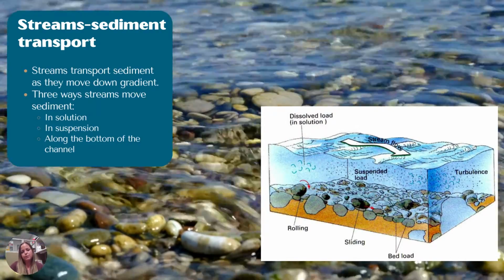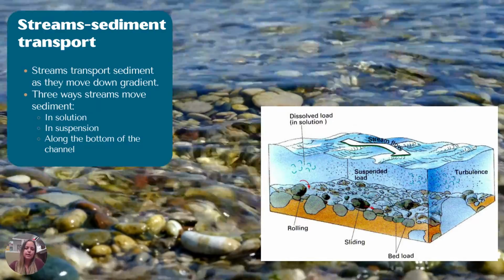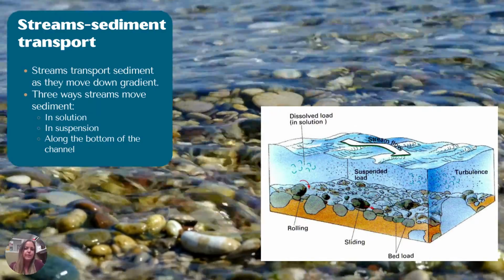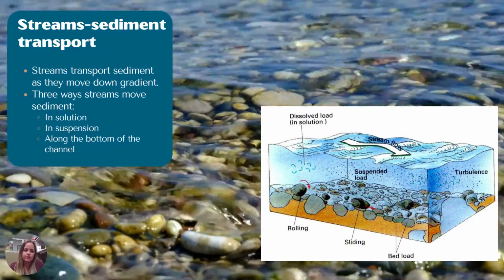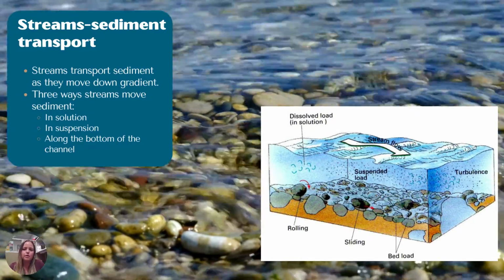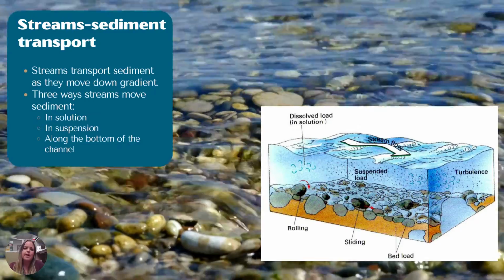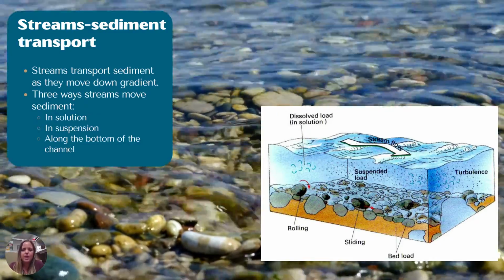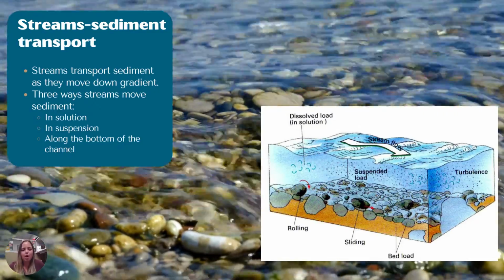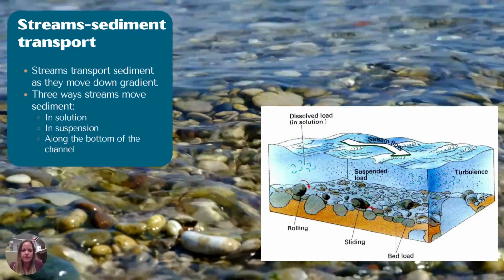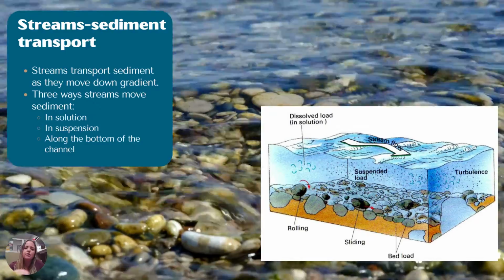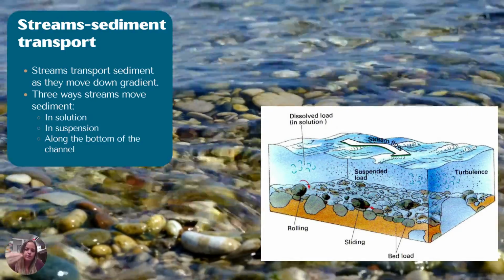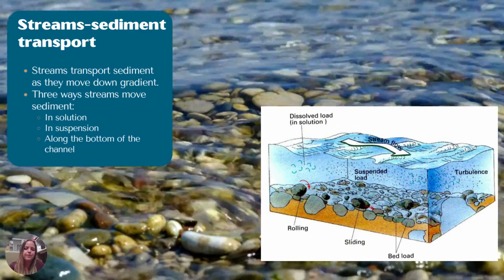So as water is moving, we talked about with sedimentary rocks that sediment is moved by water pretty frequently. And in a river system, there are a couple of ways that water can move the sediment, and that is in solution, in suspension, and along the bottom of the channel. So along the bottom of the channel is pretty common. You can kind of see that here in this little video. There are rocks or little pebbles that are moving downstream just on the bottom of the channel little by little.